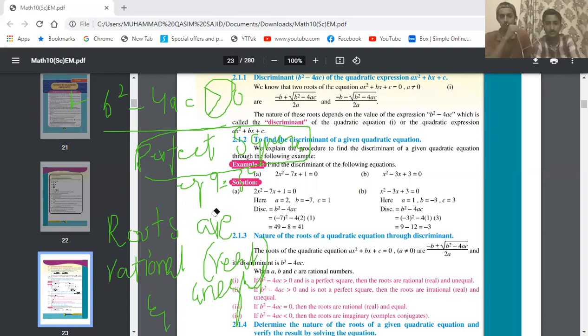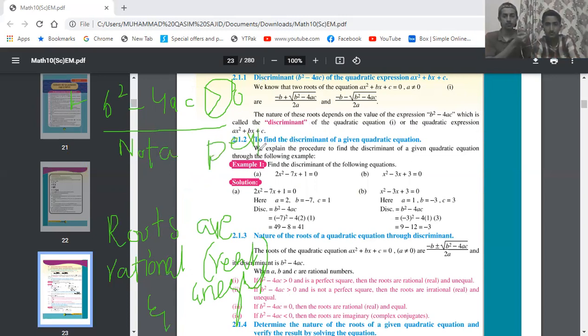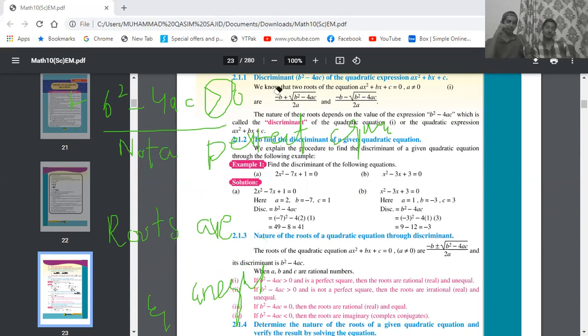Now the second case is when b square minus 4ac is greater than 0, but the answer is not a perfect square. In this case, the roots are irrational and unequal. So for b square minus 4ac greater than 0: for a perfect square, roots are rational and unequal, and for not a perfect square, roots are irrational and unequal.